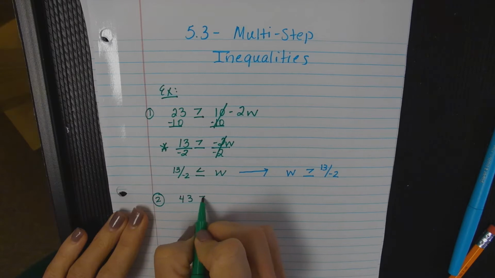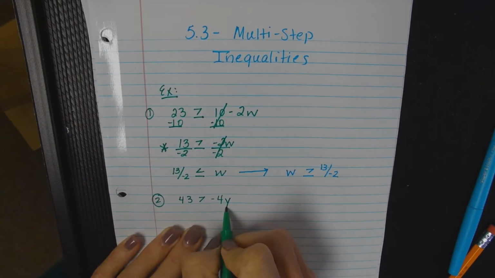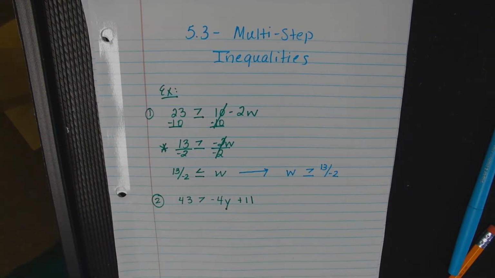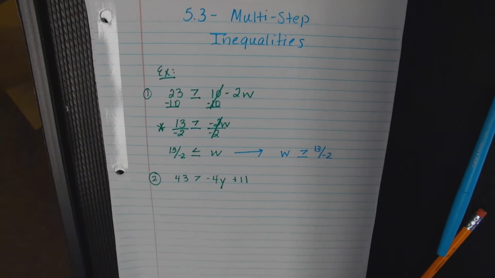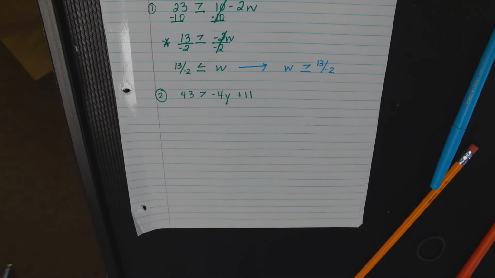Solve this next one. All right, let's do this one by yourself. Isolate the variable. Watch your signs. What is that? Plus 11? Yes. What's the variable?